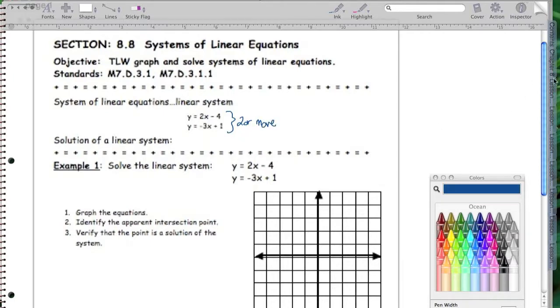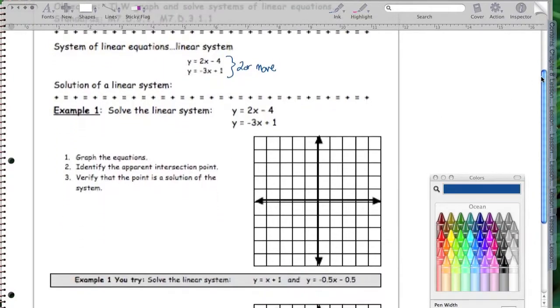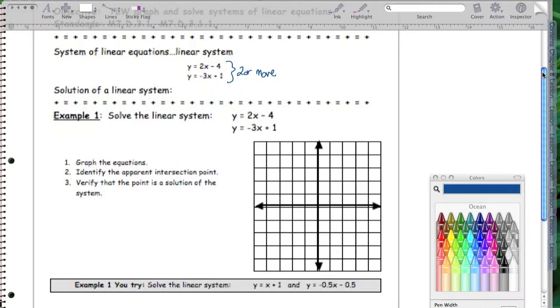If you think about a computer system, your operating system, usually a system involves something that requires more than one. So that's a nice way of remembering. If I say linear system, we're talking about linear. Obviously, it's going to be a straight line equation of the form y equals mx plus b. And then system is going to imply that there's more than one, so two or more. For our purposes, we're only going to work with two equations at one time.